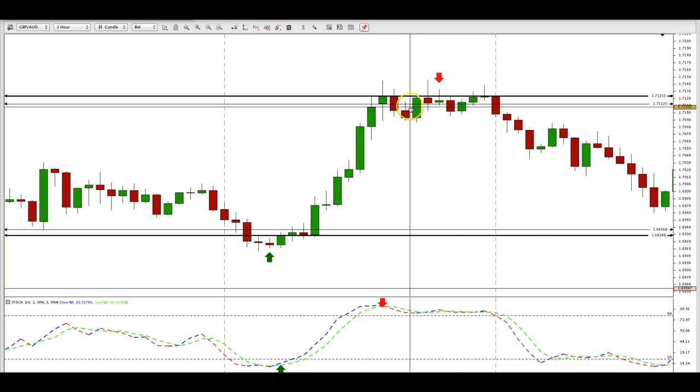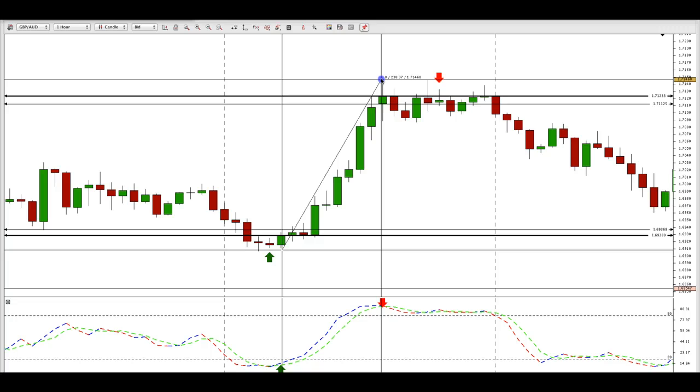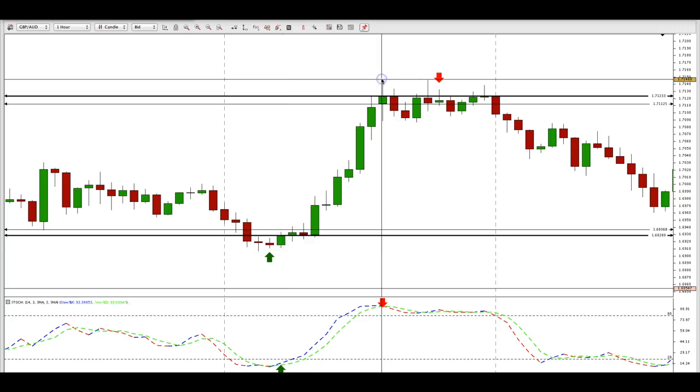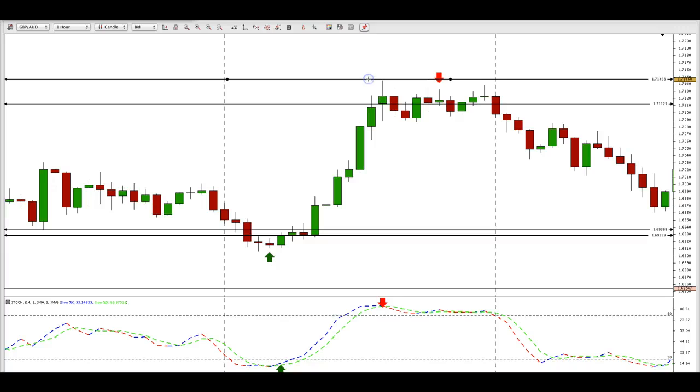Okay, so again, count the number of pips. Swing low to swing high, 238 pips, exceeded its daily range. Color change candle strategy, take the trade. Your stop loss is above the swing high, 20 pips above the swing high.